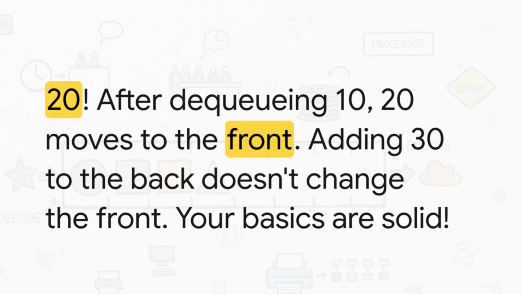The answer is 20. We put in 10, then 20. When we dequeued, the 10 got removed because it was first. That left 20 at the front. Adding 30 to the back doesn't change who's at the front of the line. If you followed that logic, you have absolutely nailed the core concept of how queues work. Fantastic job!